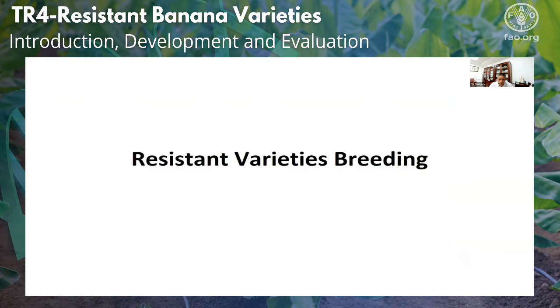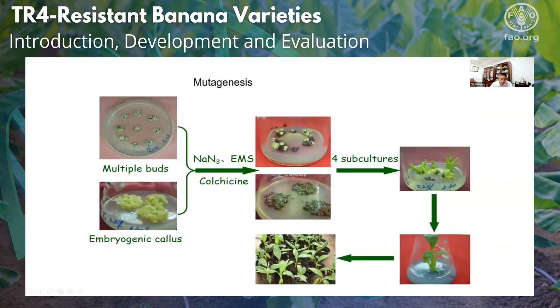So I want to introduce the resistant variety breeding. We use mutagenesis, with N3 and EMS, and we also use embryogenic callus. And then we breed the new cultivar. This is the process. Next.